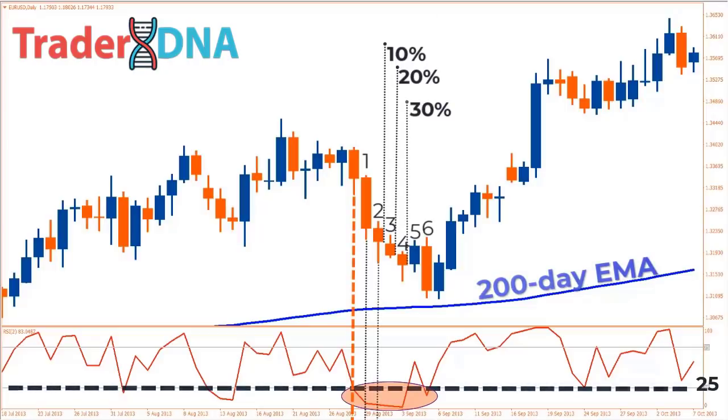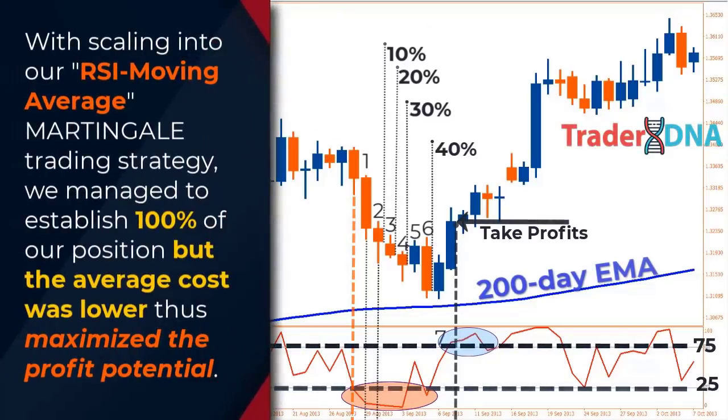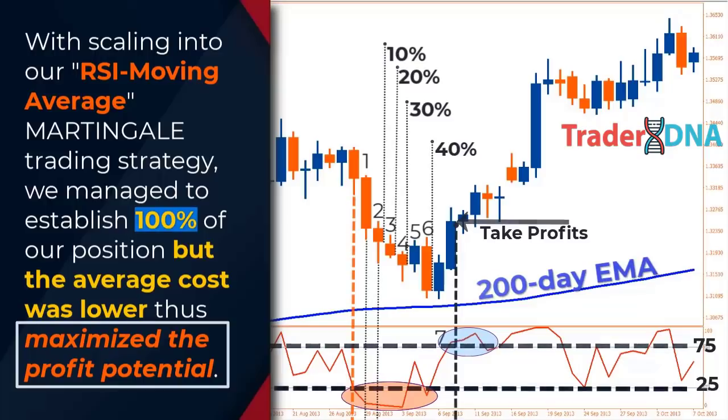Sixth, price closes lower than the previous entry price. We buy 40% at the close. Seventh, the two-period RSI reaches overbought, above the 75 level. We lock in profits. In the trade example, with scaling into our RSI Moving Average Martingale trading strategy, we managed to establish 100% of our position, but the average cost was lower, thus maximizing the profit potential.